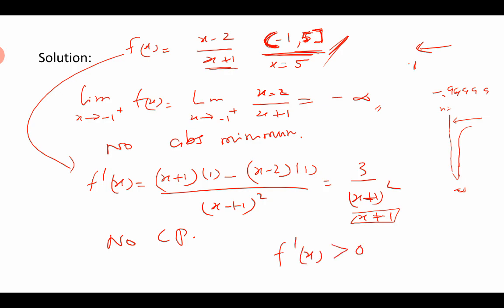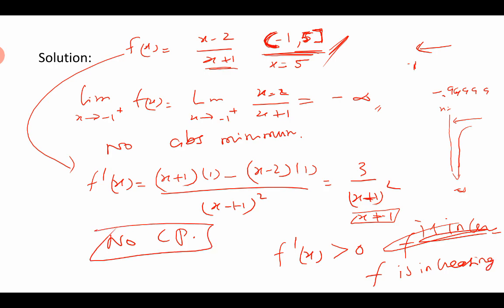And you remember, for any value of x, f dash of x is positive. So f is increasing in this interval. So there is no critical point in the interval. Left limit is not included, and there is no absolute minimum. So only maximum occurs at 5, isn't it?